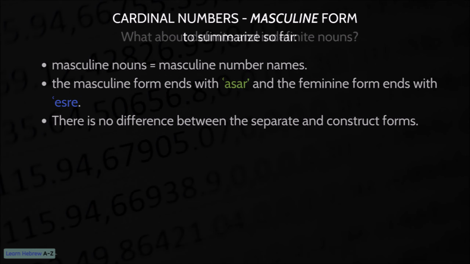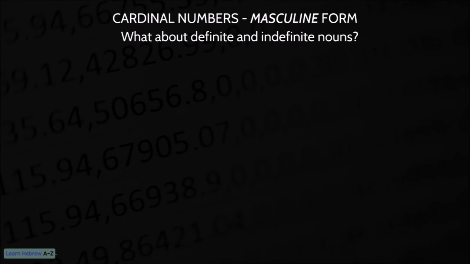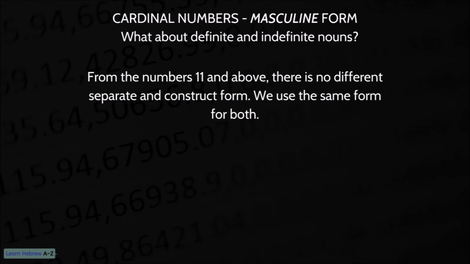If you have watched the previous lesson, you probably ask yourself, what about definite nouns and indefinite nouns for counting the numbers 11 to 20? Luckily, as I mentioned above, there isn't any difference between the separate form and the construct form of the numbers. Meaning, we use the same number names for both definite and indefinite nouns. Again, no matter what is the case, definite nouns or indefinite nouns, we only use one version of the number names. It is best explained by an example.